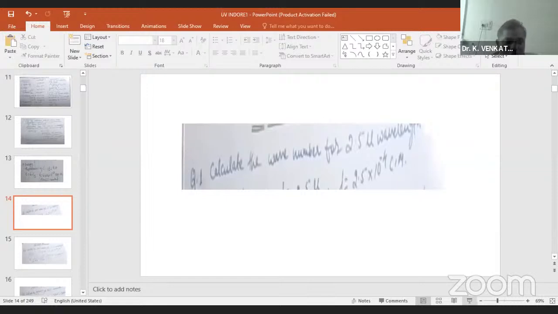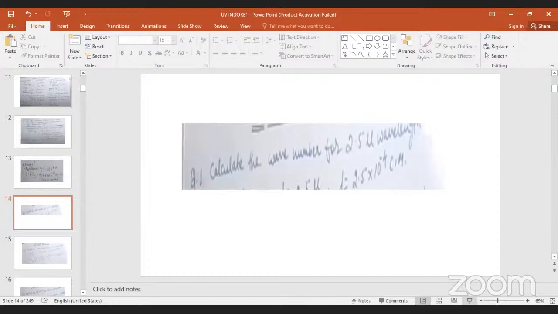We will check whether it is correct or wrong in the next slides, but other faculty members, you can also try. Calculate the wave number for 2.5 micron wavelength. 4 into 10 to the power minus 3 centimeter inverse.